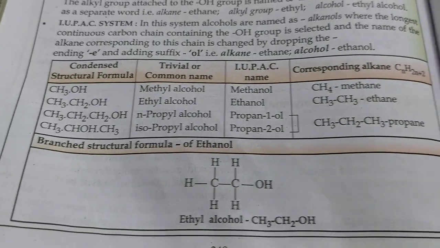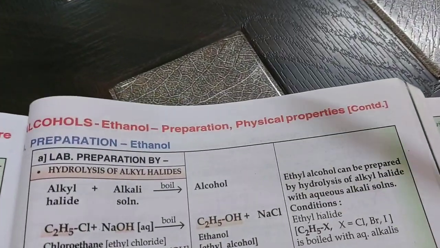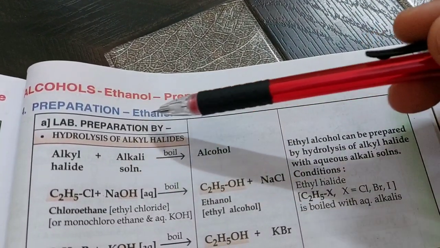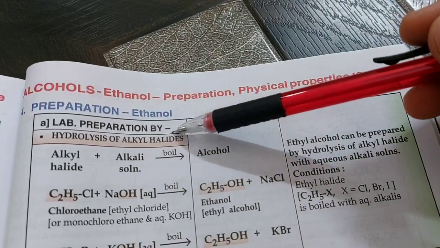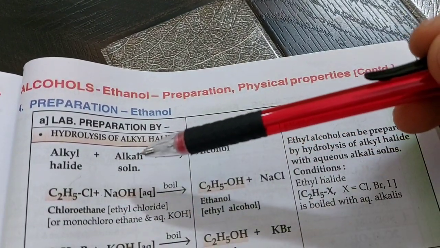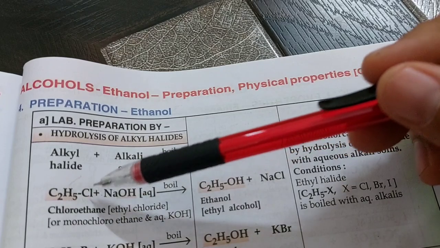Now, preparation of alcohol. You should know how to prepare alcohol. It's very useful for board exams. Lab preparation by hydrolysis of alkyl halides. You take an alkyl halide, which is chloroethane out here. I want to replace the chloride with an OH.